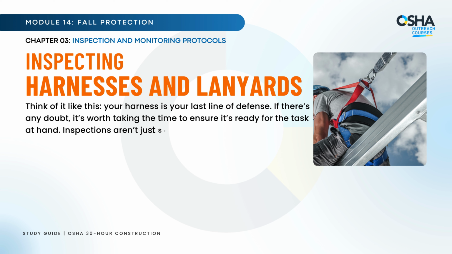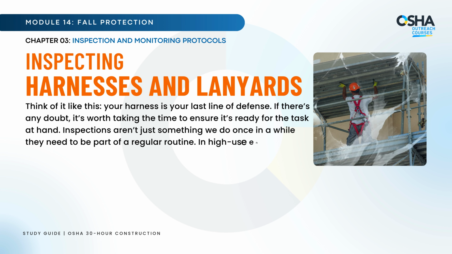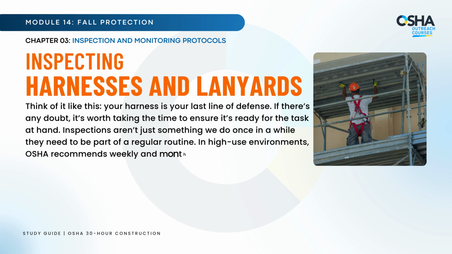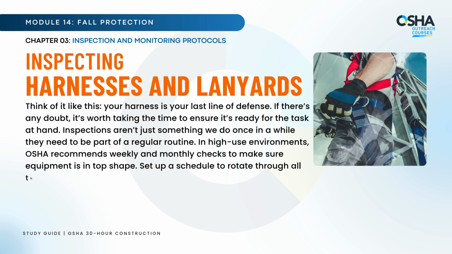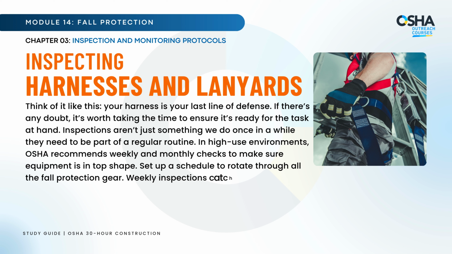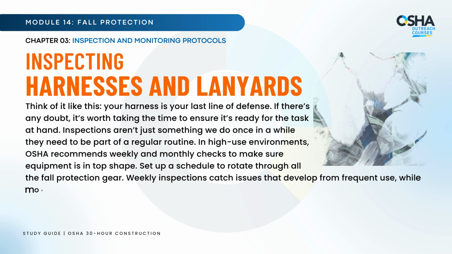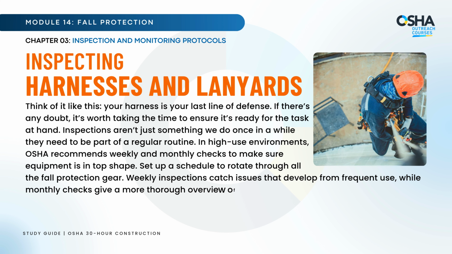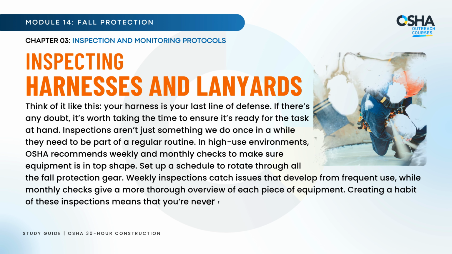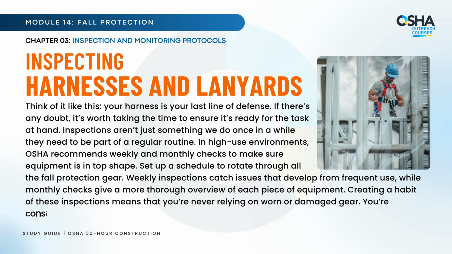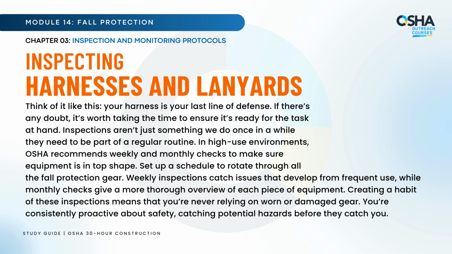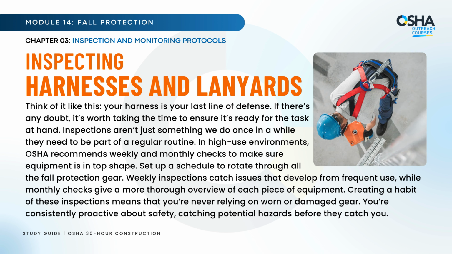Inspections aren't just something we do once in a while. They need to be part of a regular routine. In high-use environments, OSHA recommends weekly and monthly checks to make sure equipment is in top shape. Set up a schedule to rotate through all the fall protection gear. Weekly inspections catch issues that develop from frequent use, while monthly checks give a more thorough overview of each piece of equipment. Creating a habit of these inspections means that you're never relying on worn or damaged gear. You're consistently proactive about safety, catching potential hazards before they catch you.